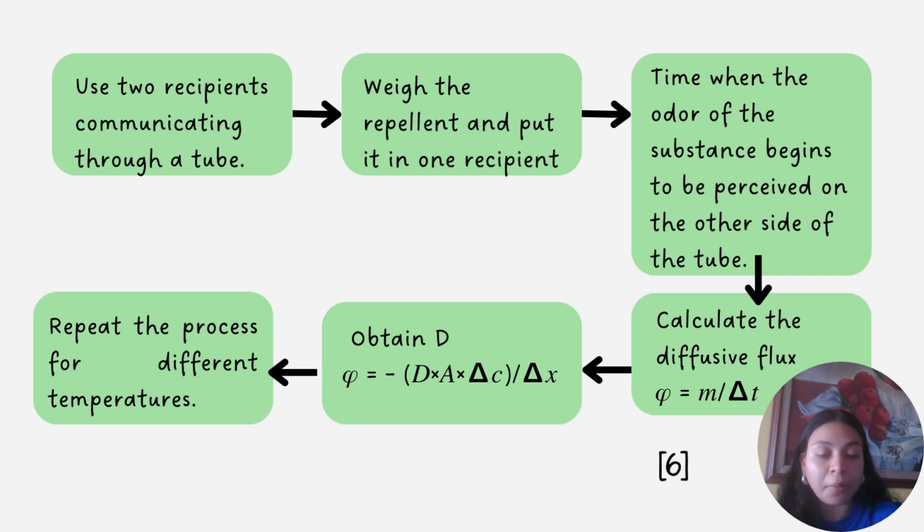And with this time, we can calculate the diffusive flux. And thanks to the diffusive flux and Fick's equation, we can obtain D, the diffusivity. And finally, we can repeat this process for different temperatures and analyze how the temperature can affect the diffusivity.